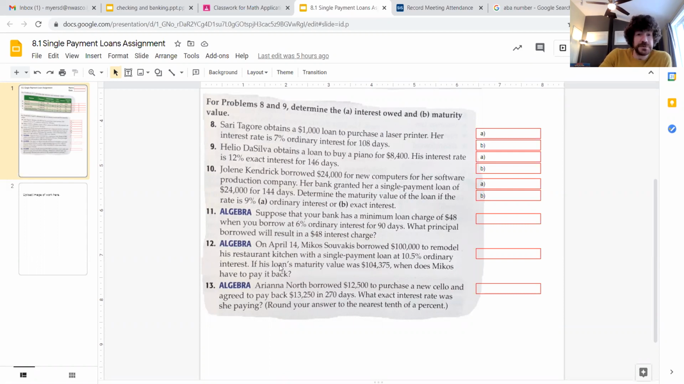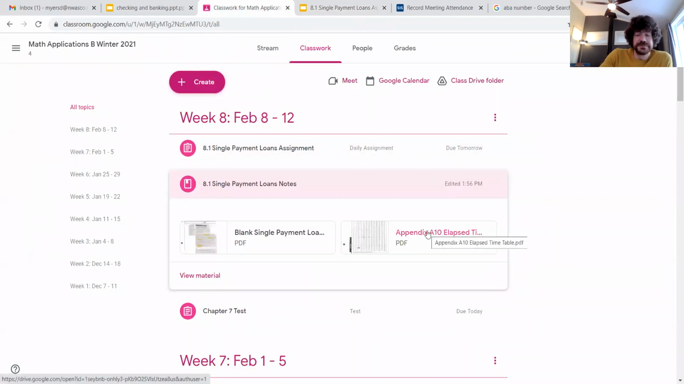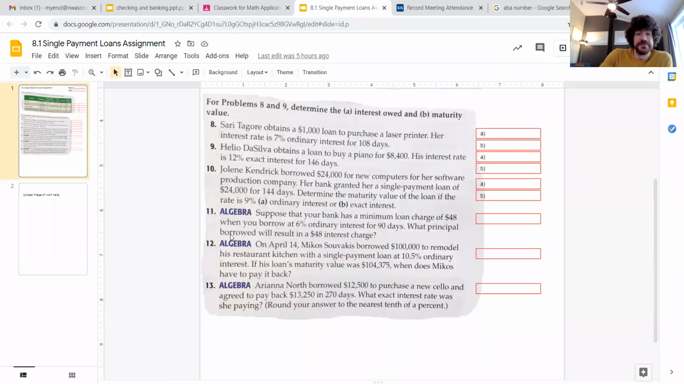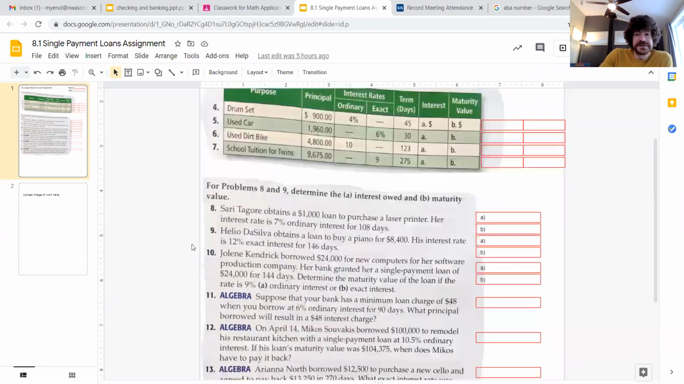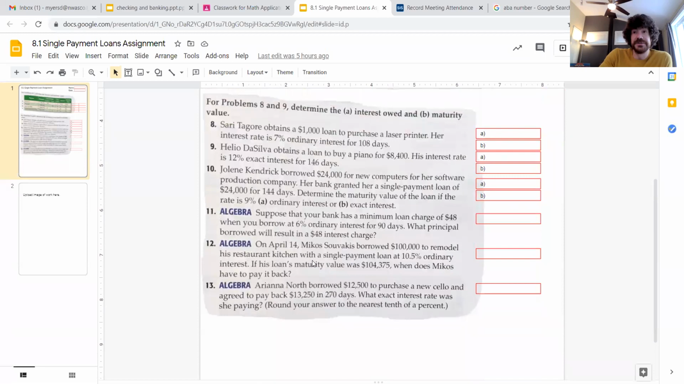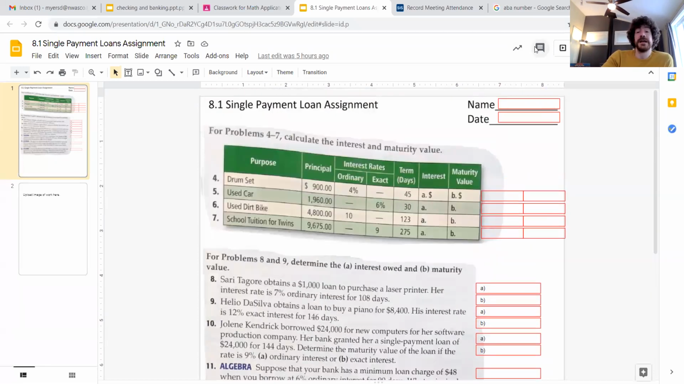So you will have to use this table here in order to figure that one out for number 12. And yeah, just that one there. Everything else does not ask you about dates, but number 12 does. So you'll have to think about the dates involved with problem number 12. Other than that, just use the formulas that are in the notes. So that's it.